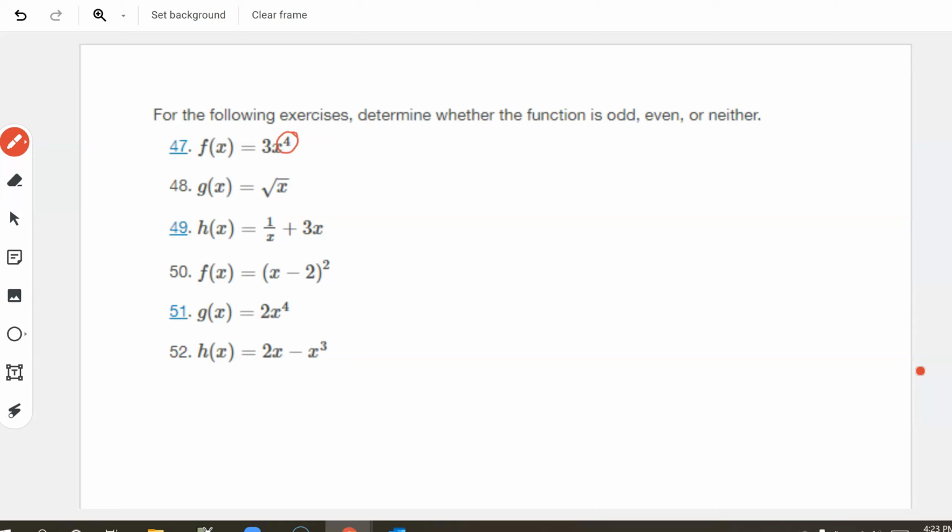So what we're going to do to verify is plug in negative x. That'll be 3 times negative x to the fourth. Any negative raised to an even power is positive, so that's just 3x to the fourth, which is f of x. So we get out that this is even. Beautiful.